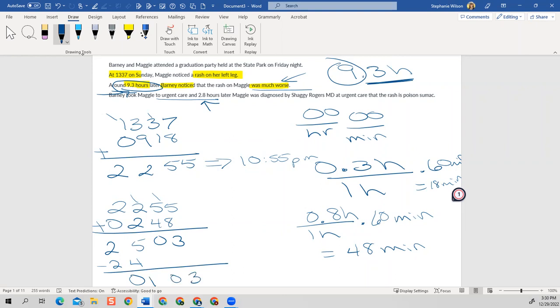So 0103 is my answer, and if I write it in standard time, this would be my answer as well.